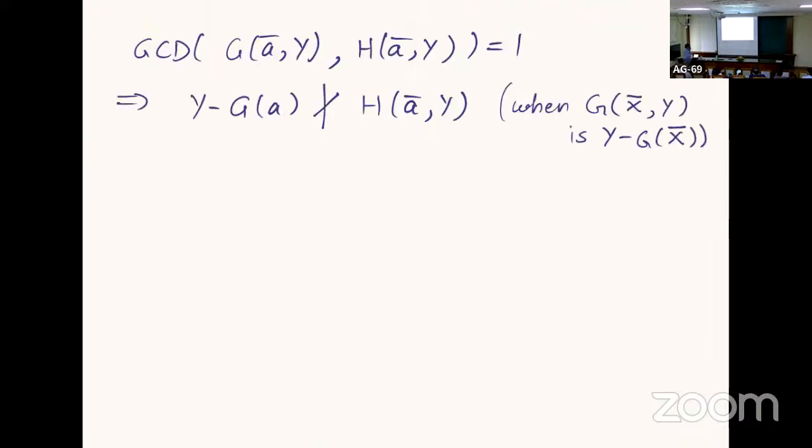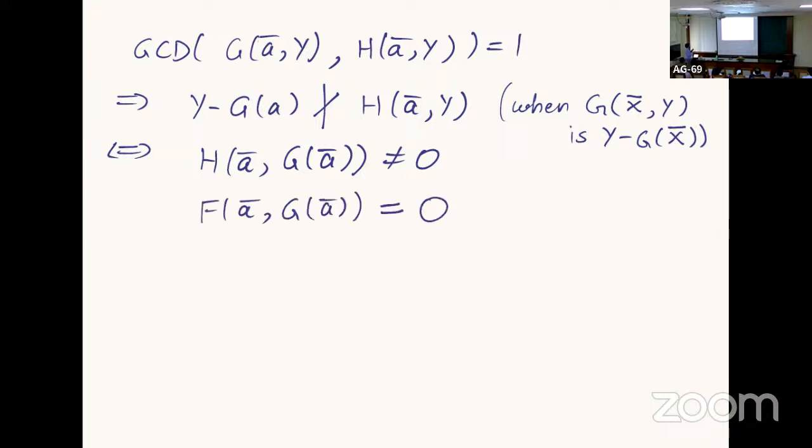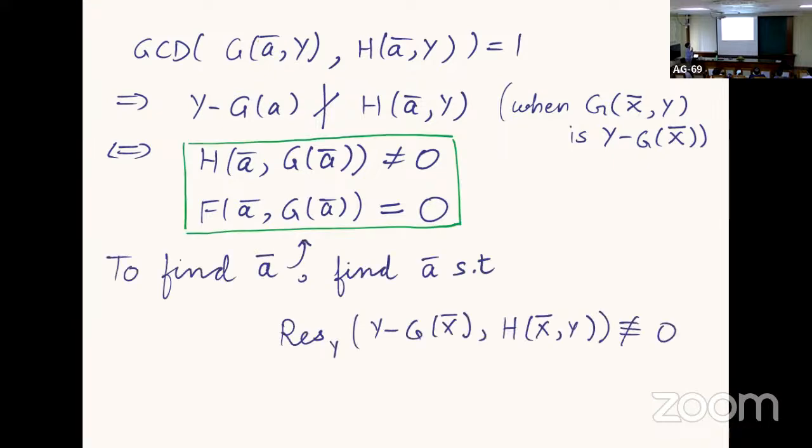But now if you go back to the setting that we care about, where your factors were of the form y minus g(x), then because the GCD is 1, this just means that y minus g(a) does not divide h(a, y). So h(a, g(a)) is not equal to 0. But also, by the way we constructed this, g(a) is certainly a y-root of f, because y minus g(a) is inside f. So this gives us what we want.